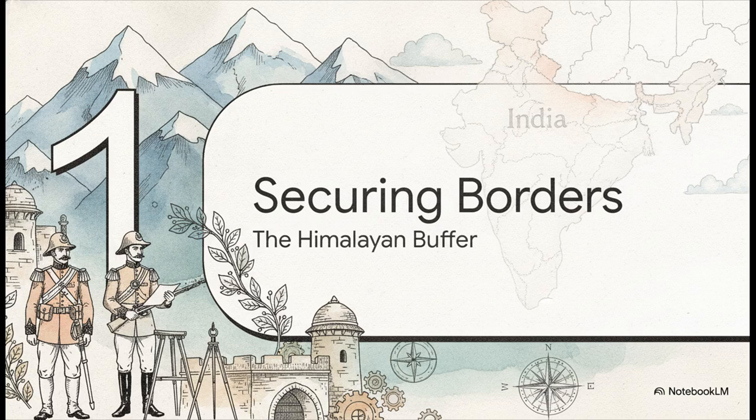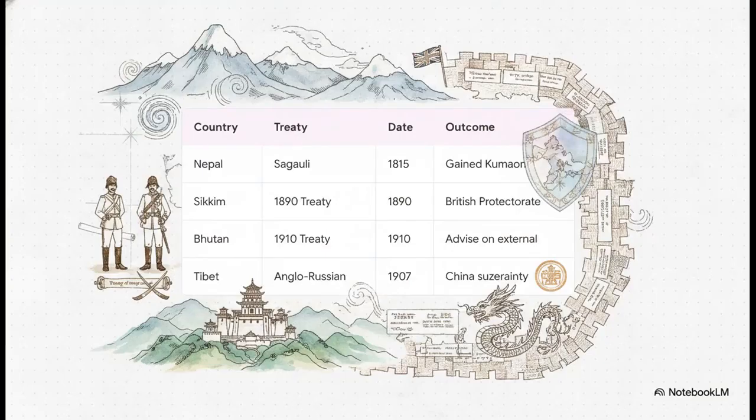All right, Section 1, securing India's borders, the Himalayan buffer. Imagine you're the British Empire, right? You hold India. It's your prized possession. Your absolute biggest nightmare is a threat coming from the north or the east. So how exactly did they secure this massive Himalayan buffer? Let's break it down chronologically, because these were not random land grabs, they were highly calculated.